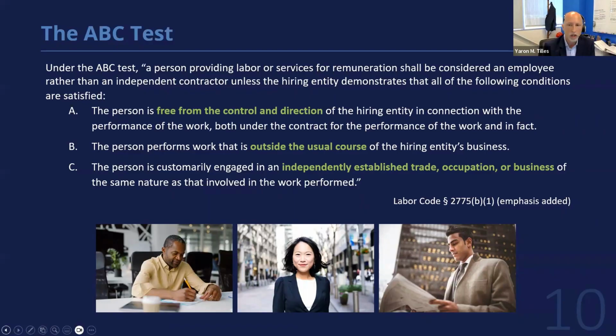If you're thinking that the use of the ABC test is reason alone to move your business out of California, don't pack your bags just yet. As of December 2023, over 30 other states and the U.S. Department of Labor use the ABC test or something similar to determine worker status. So this is not just unique to California. Next slide.